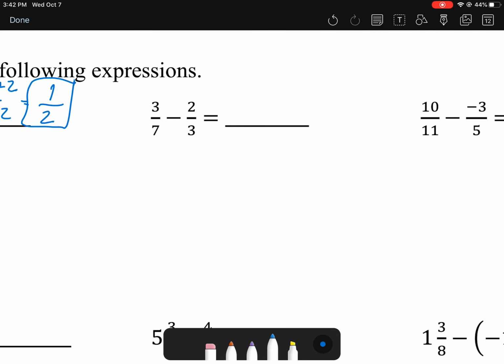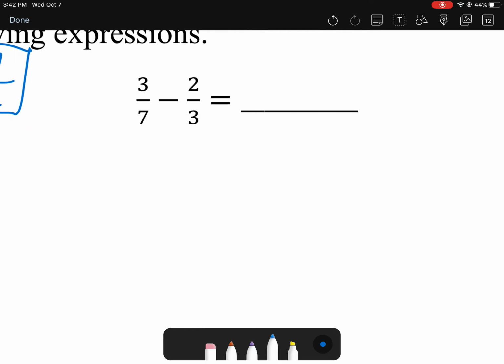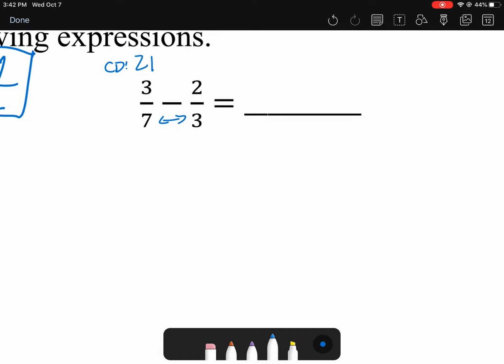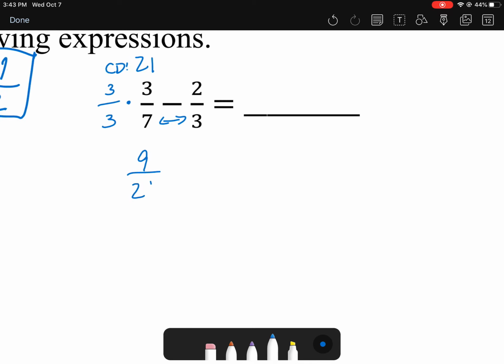Looking at this one here, I have 3/7 minus 2/3. My common denominator will be 21. I got that by just multiplying the 7 and the 3 together. So I do need to go ahead and multiply this first fraction by 3 to the top and bottom. 3 times 3 gets me 9. 3 times 7 gets me 21. The second fraction, I need to multiply the top and bottom by 7. 2 times 7 is 14. And then my 3 times 7, or 21.